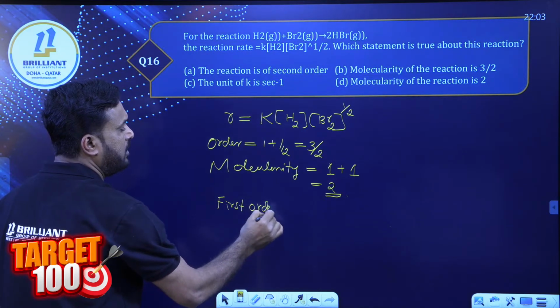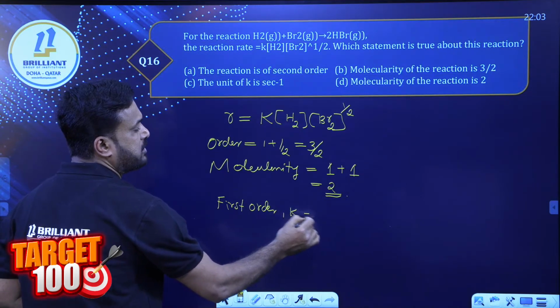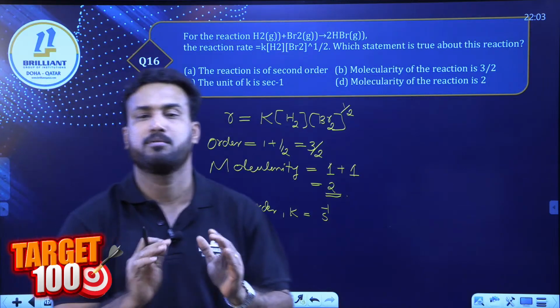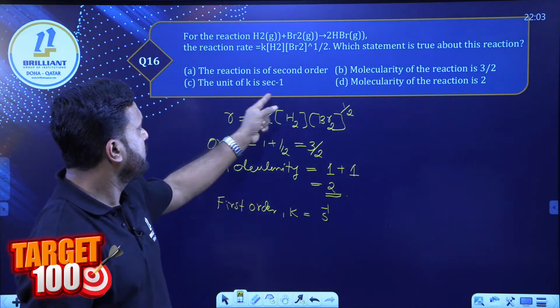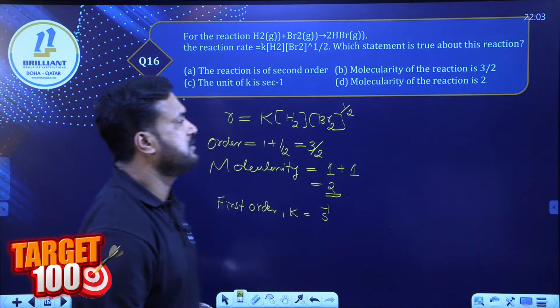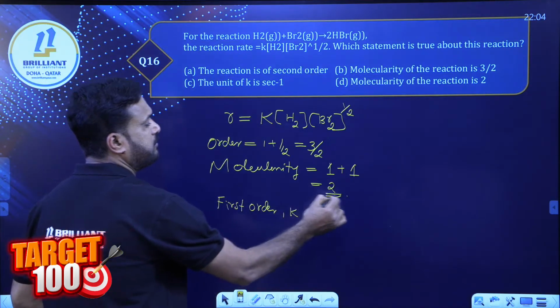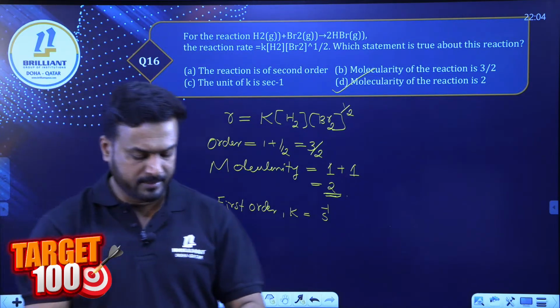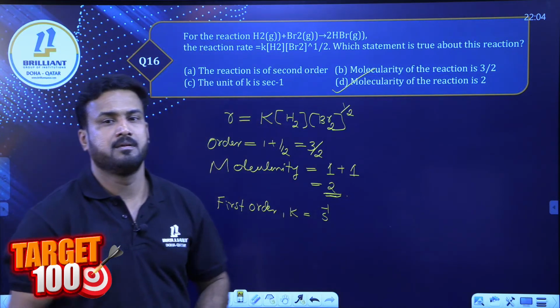The unit of rate constant will be second inverse or minute inverse, time inverse, that is for first order. So molecularity of the reaction is 2. It's a direct one anyway. Molecularity of the reaction is 2 we got. So that is D. So the correct answer is D.